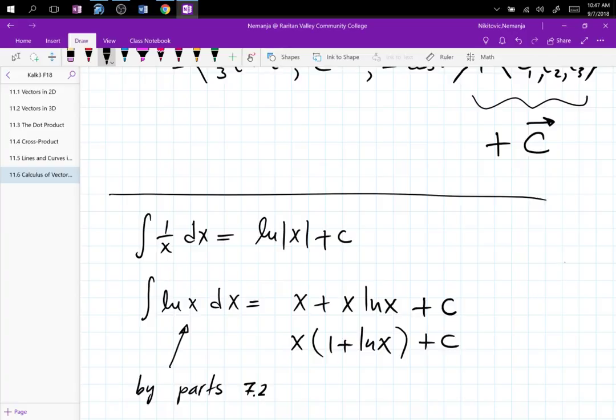So basic limits where you plug stuff in, L'Hopital's rule, derivatives, focusing on chain rule, product rule, and then integration, huge emphasis on U substitution, which is 5.5, and then also obviously basic ones, and then integration by parts, which is another extremely important technique.